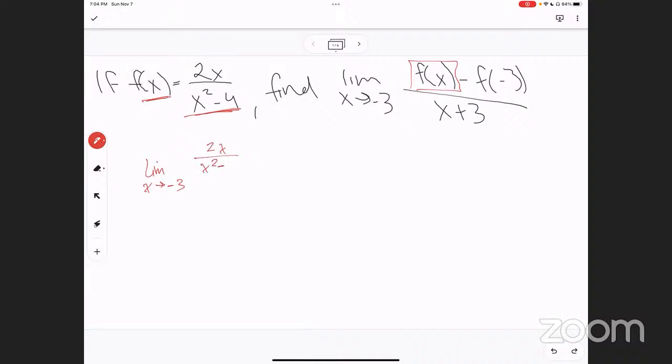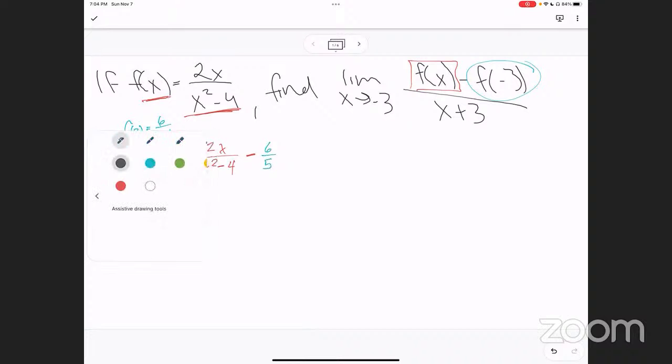What was that, 4? See how I wrote f of x there? Minus, now I'm going to put f of 3 in here. So I'm going to substitute this in blue. So f of 3, let's do the math over here. Let's plug 3 in. That would be 6 over 9 minus 4, which is 6/5, right? Got that? And that's all over x plus 3.